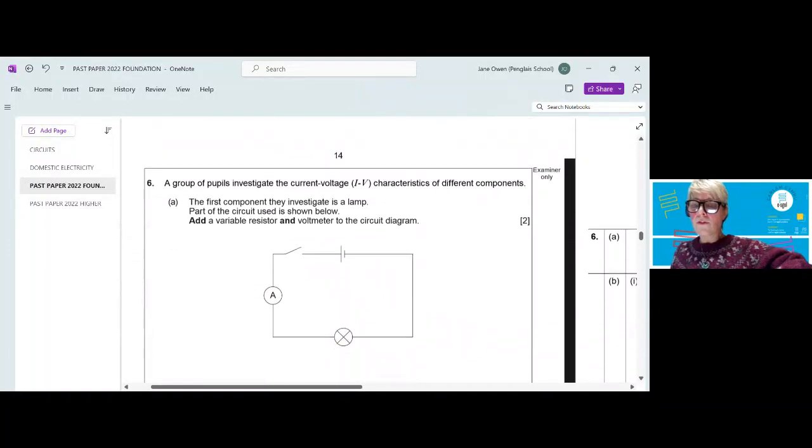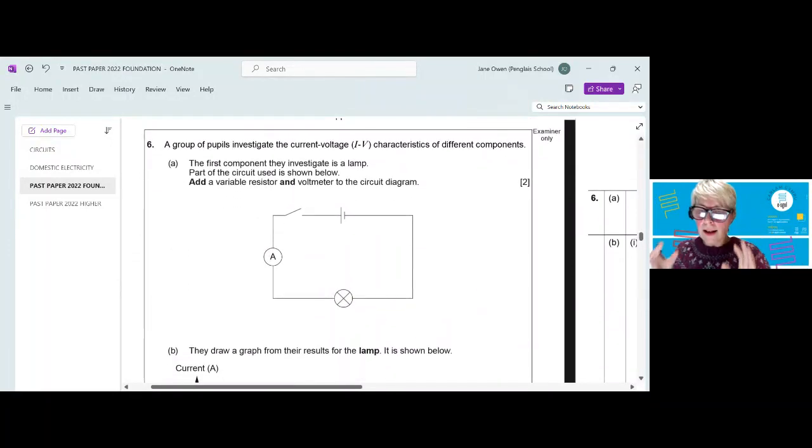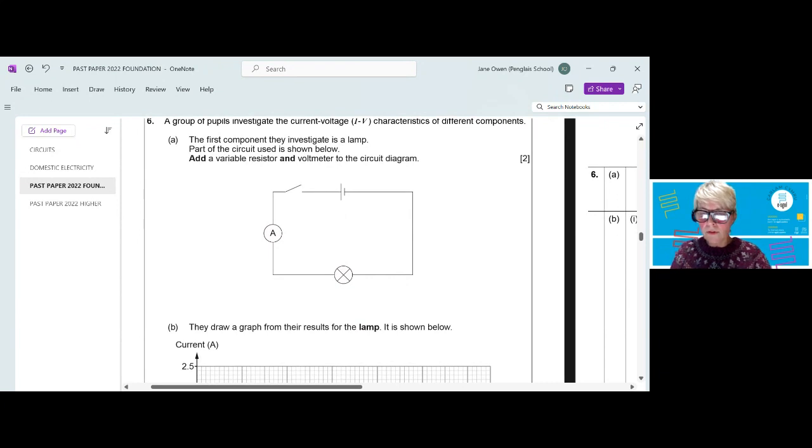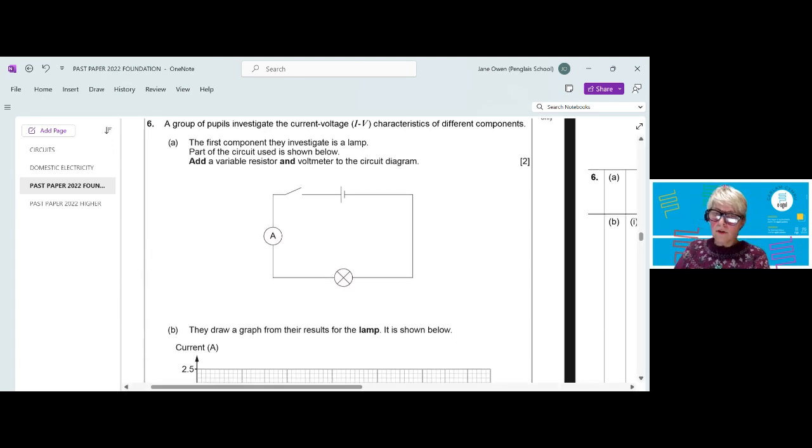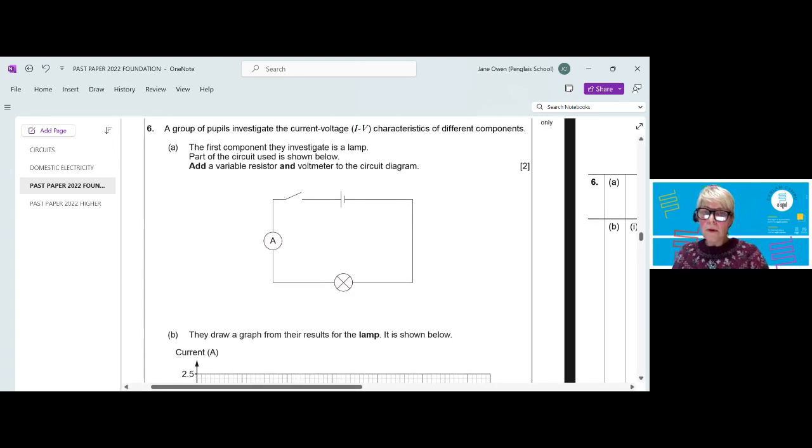Okay, now question 6. Now question 6 is the last question of the foundation and the first question of the higher. They try to do this to give something challenging for the foundation and something to start with for the higher candidates, but an overlap. Okay, so this is going to be tricky, but it's going to be doable. A group of pupils investigate the current voltage IV characteristics of different components. The first component they investigate is a lamp.